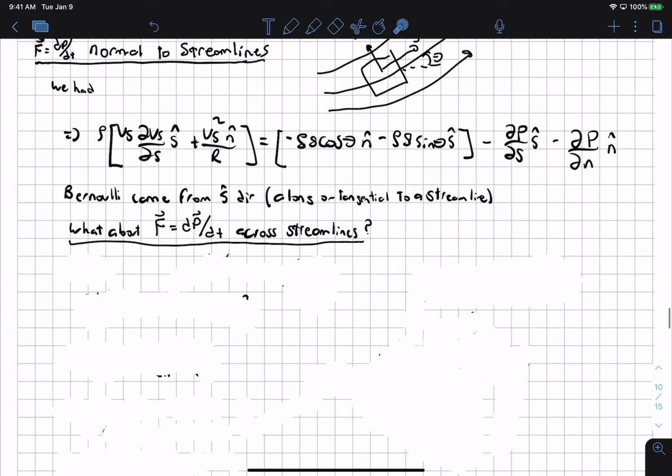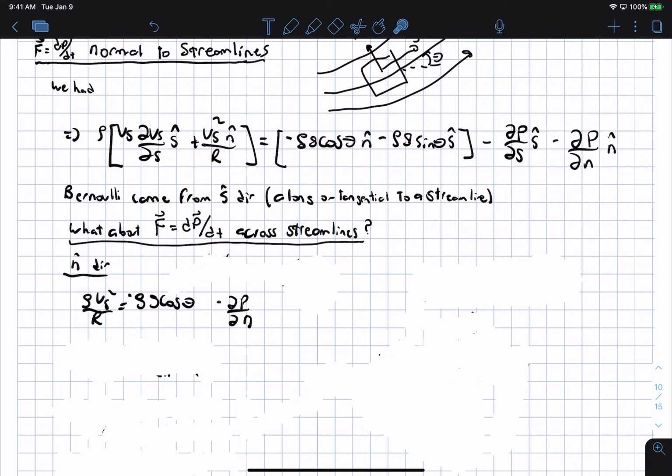Well, we have a general equation here, and notice that there are terms that involve F equals ma in the normal direction for this fluid element. So why don't we examine those and then see what those tell us? Okay, so in the n hat direction, if I just grab those terms, we have this centripetal acceleration term here, we have this weight term, and we have a pressure gradient term.